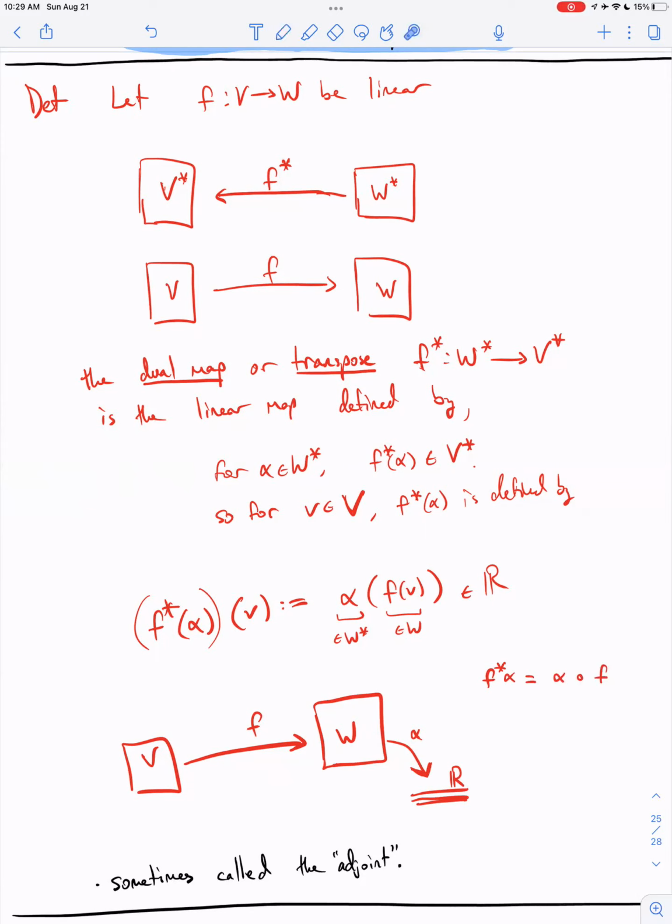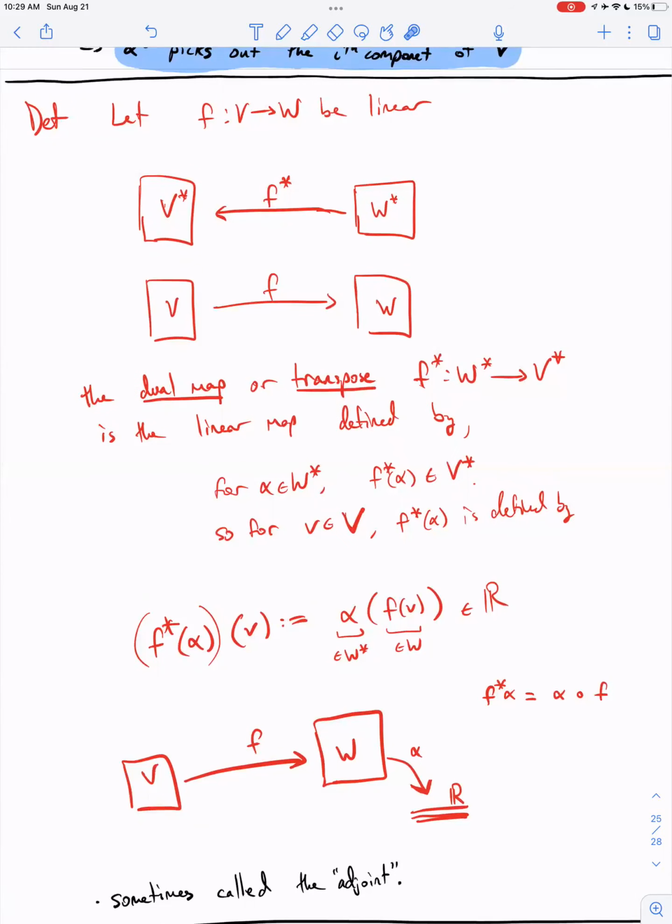Right, and composing these arrows, we get an arrow from V down to R. And that's all we need for it. We need a linear map from V to R. But the actual map, if we just look at it as points in the dual space, you took an alpha here and you mapped it over to F star of alpha in here. Okay. So this is called the dual map.